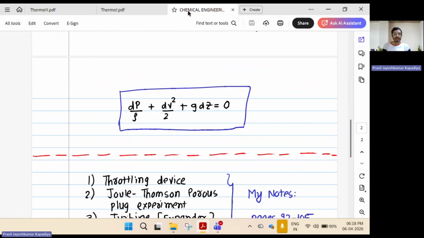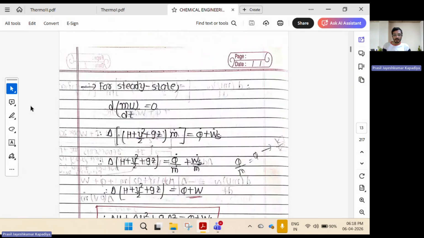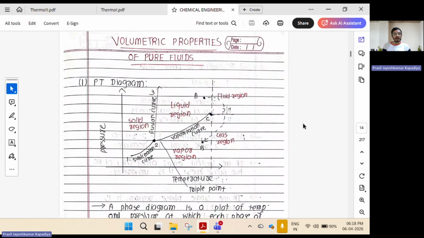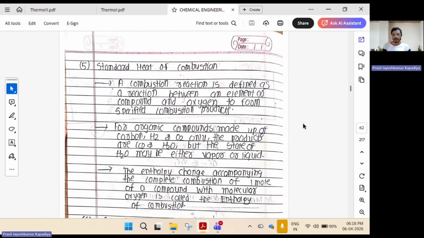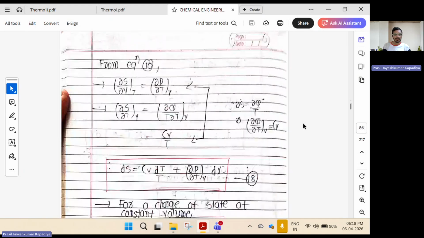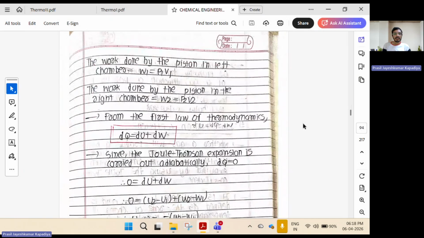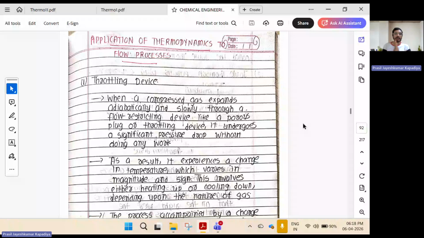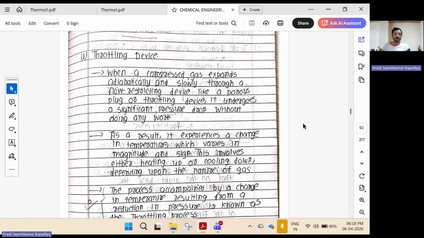Okay, now let's try to move ahead. There are some various concepts we have not studied, but those are part of undergraduate chemical engineering thermodynamics. So we will start with something very important, that is called throttling devices. This chapter is called application of thermodynamics to various flow processes. Okay, so the first one is the throttling device.